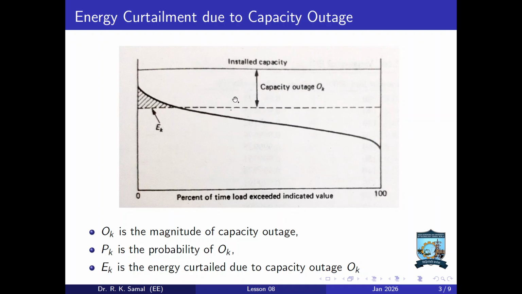Now if this much capacity outage occurs, then beyond this loss of load will occur. But after this, there is no loss of load. So here OK is the magnitude of capacity outage, PK is the probability of that capacity outage, EK is the energy curtailed due to that capacity outage.